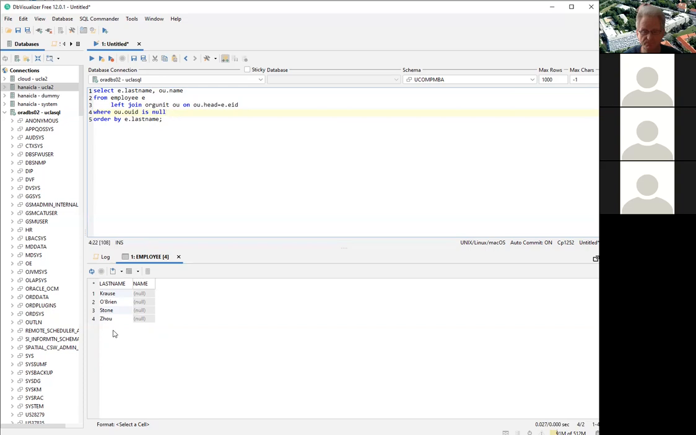Would this query run if, instead of where o.ouid is null, we said where the name is null? That would also be possible. We could also say name, because that also has a null value. And if name has a not null constraint in the table, it would work equally well.